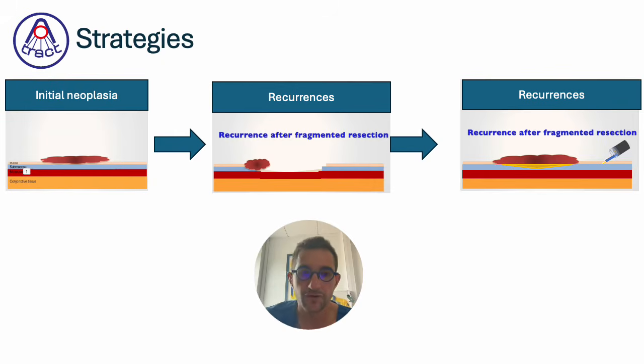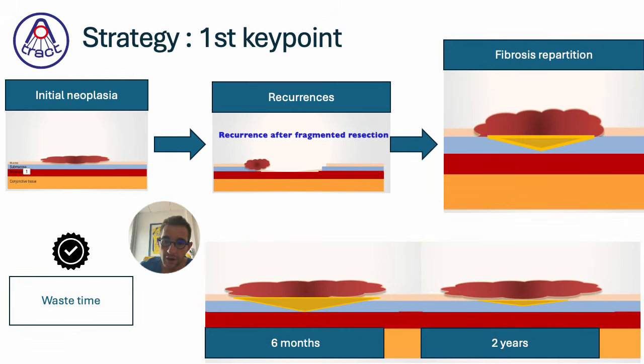So when we are talking about recurrences, we have the initial neoplasia, which is removed but incompletely. We have a small residue that comes back and that develops on the area with fibrosis, which is stronger at the middle than at the edges of the resection. The fibrosis repartition is probably larger and stronger initially, and it goes down with time. And sometimes we have recurrences probably 10 years after the initial resection because the patient was lost to follow-up.